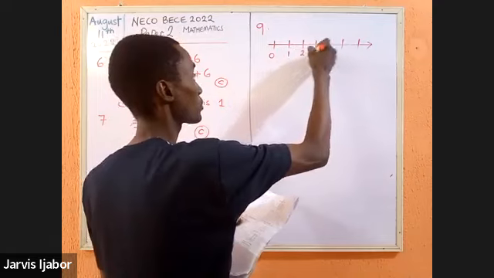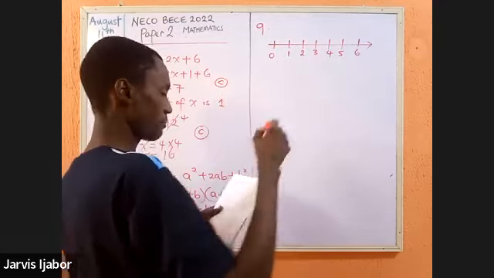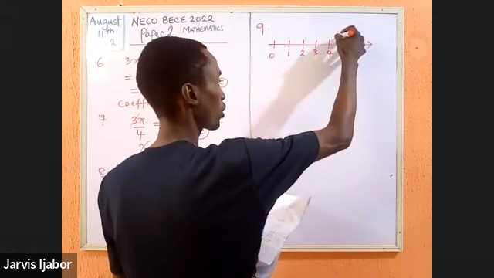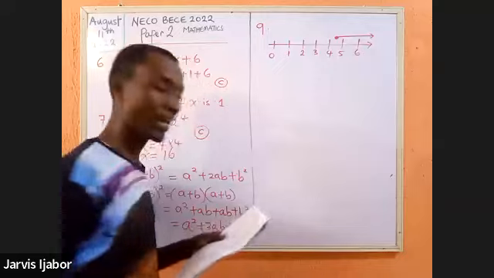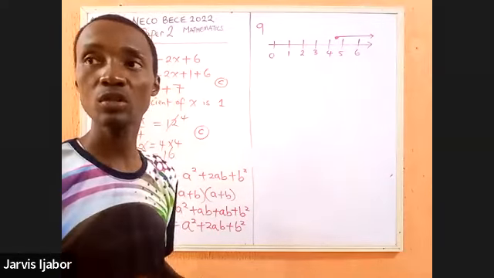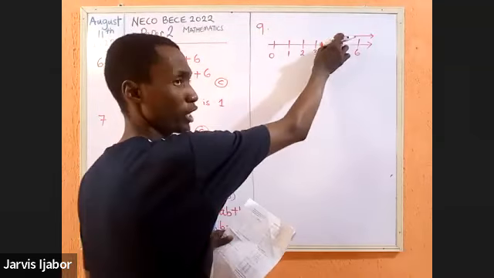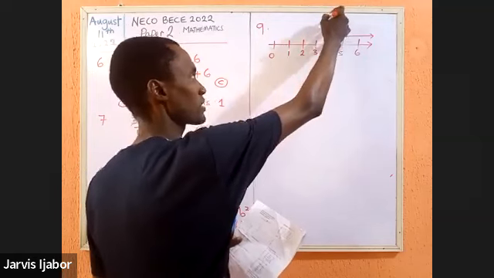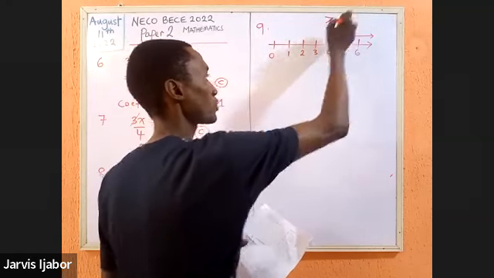Zero, 1, 2, 3, 4, 5, 6. And the marker is a colored marker between 4 and 5. So it's safe to assume that it is half, 4.5. Remember, from your inequality, the bubble is colored. It means it is either greater than or equal to, or less than or equal to. That's when the bubble is colored.